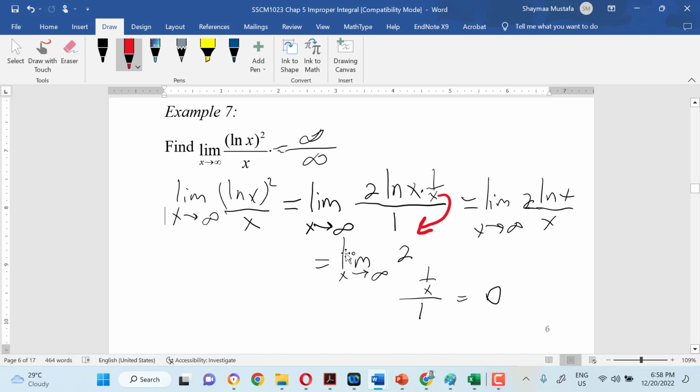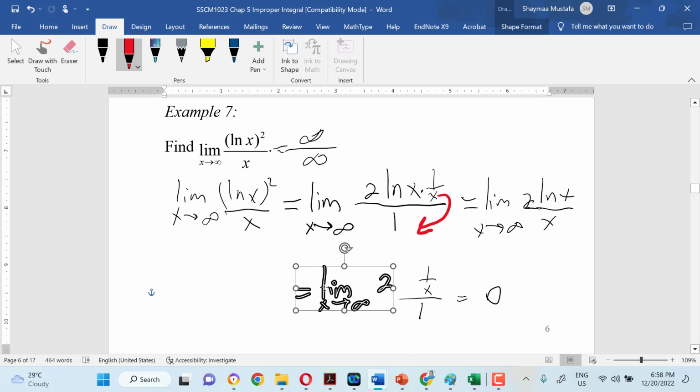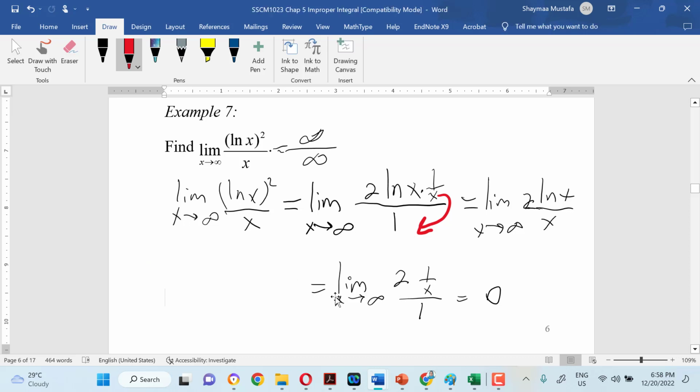You need to apply L'Hôpital's rule again. So here, when applying L'Hôpital's rule again, I will differentiate 2 logarithm x and differentiate x. The derivative of 2 logarithm x is 2 times the derivative of logarithm x, which is 1 over x. The derivative of x here is 1. Substitute again. So 1 over infinity is 0.